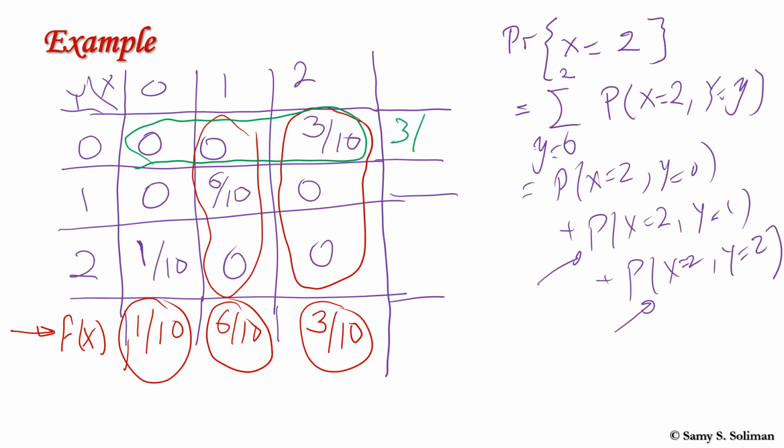So this is the sum. We have 3 over 10, 6 over 10, and 1 over 10. And again, this column represents the marginal distribution of y. Of course, if you want to double check, the summation of these values is equal to 1.